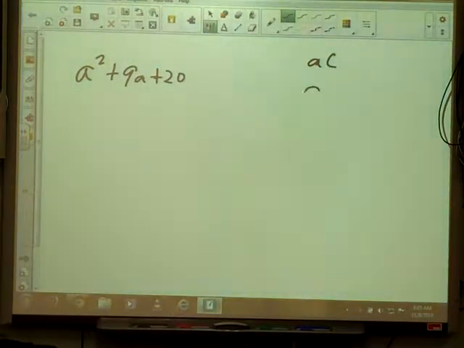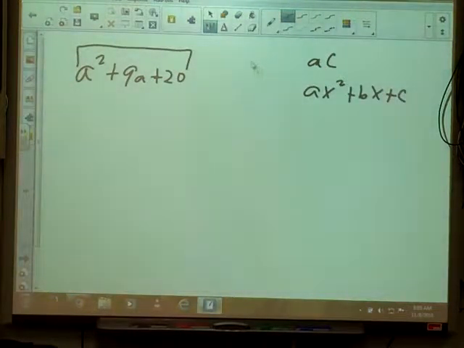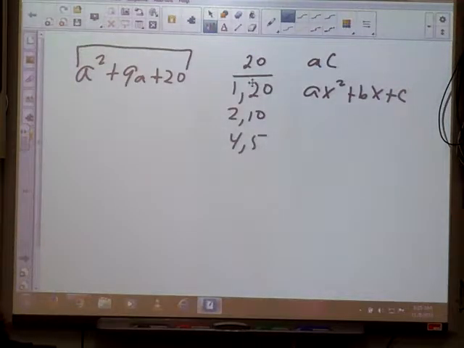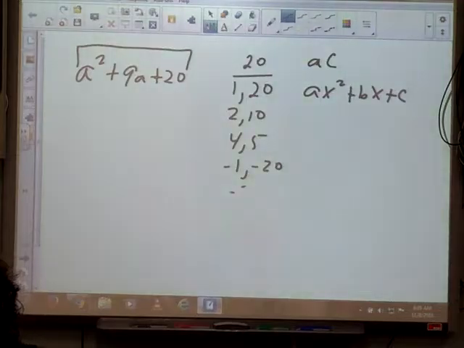Remember, standard form of a quadratic is ax squared plus bx plus c. So my a, the coefficient in front of that, is an understood 1. So I'm looking at 1 times 20. I need the factors of that that add to my b. Since it's the first one, let's list them all today: 1 times 20, 2 times 10, 4 times 5. I could also make both of them be negatives. For this one, I obviously don't need that, but you will need it eventually.